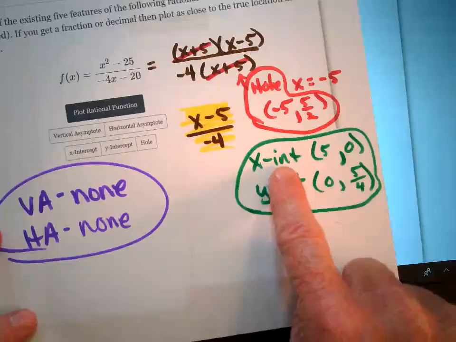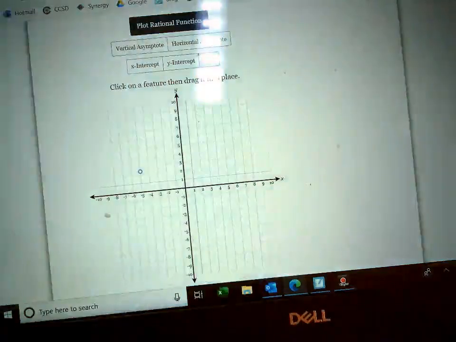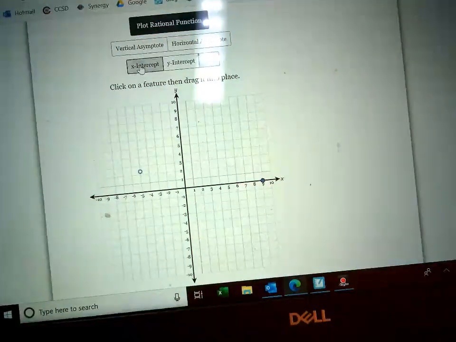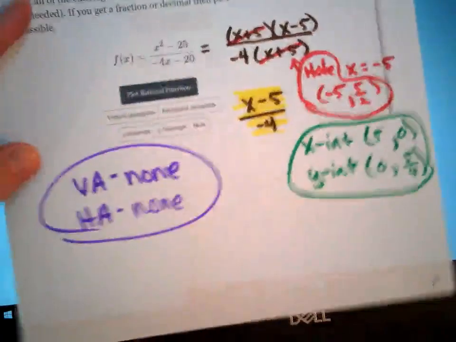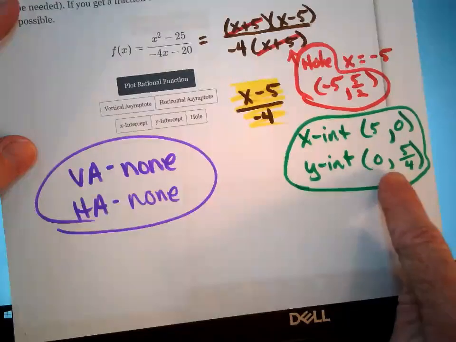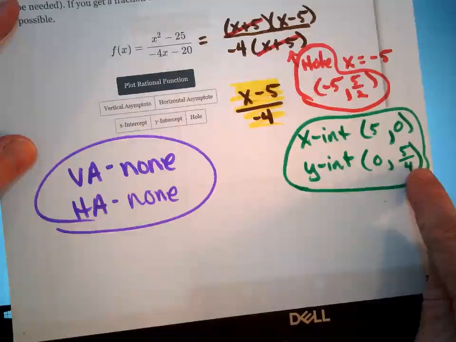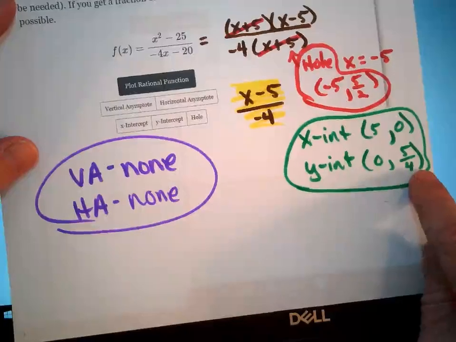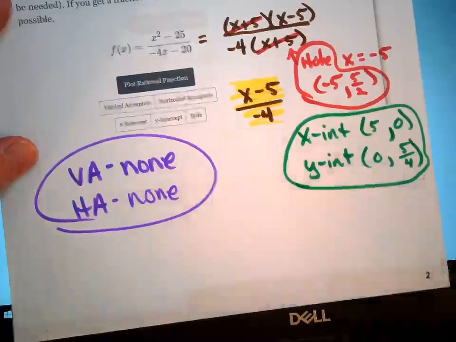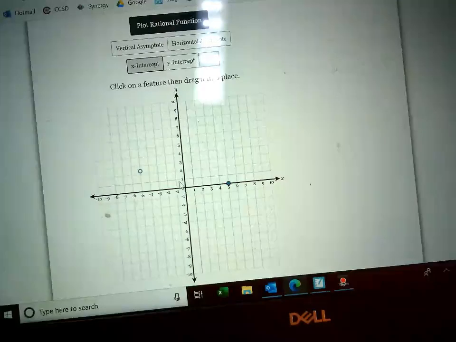The next thing we want to do is plot our x-intercept at 5, 0. So click on x-intercept. It gives you a point. So we're going to take it over here to 5, 0. The next thing we're going to plot is our y-intercept at 0 and 5/4. 5/4 is 1.25. So we'll get as close to that as we can. So 0. Oh, wait, hit y-intercept. Bring it down to 1 1/4, as close to 1 1/4 as you can.